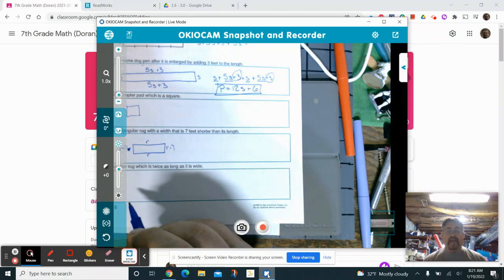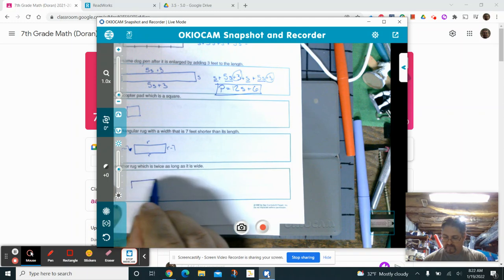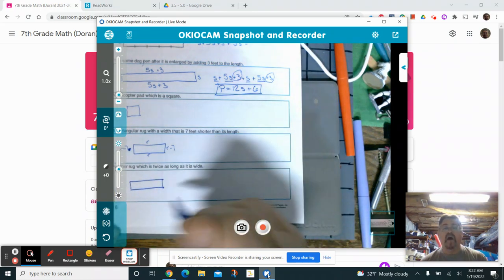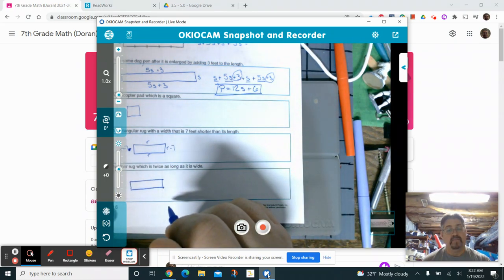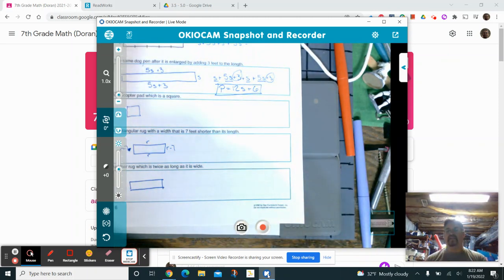Another rug that's twice as long as it is wide. I'll let you figure out the dimensions you want. Okay? You do it your way, fill it in, turn it in, let me know.